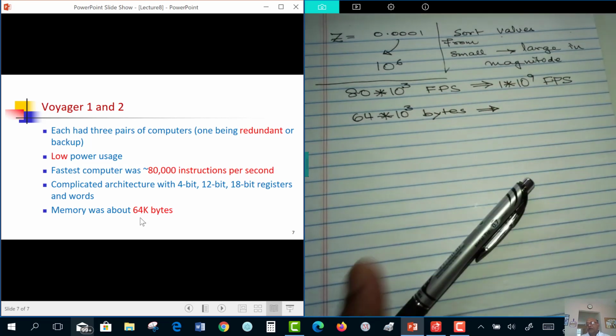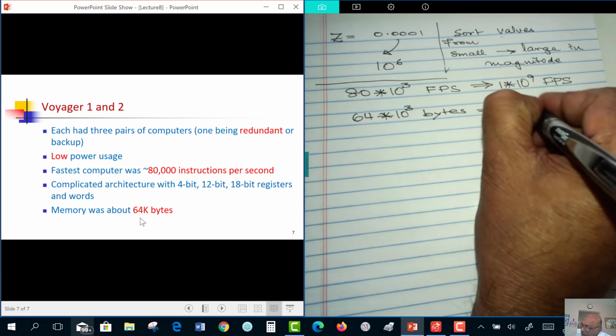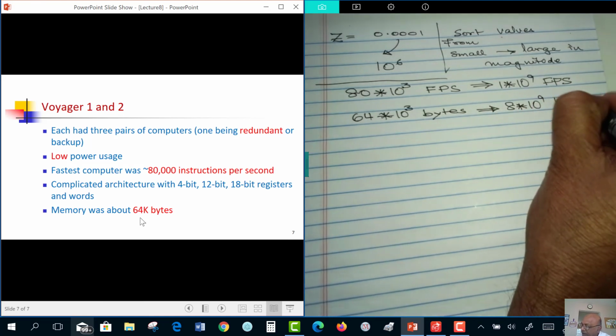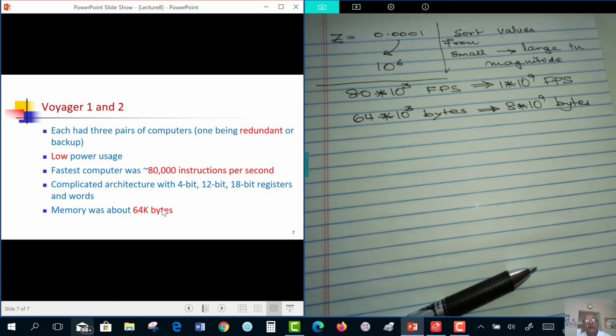Today you have a phone. I'm sure your phone has at least 8 gig. So that's like 8 times 10 to the power 9 bytes of memory. Can you imagine this? A million times more. So I just want to let you know what you could do with your power today, when they could do wonderful things 50 years ago with these rudimentary computers.